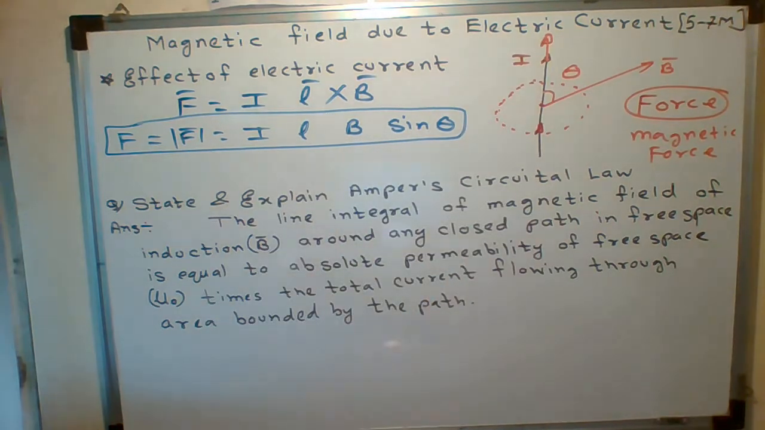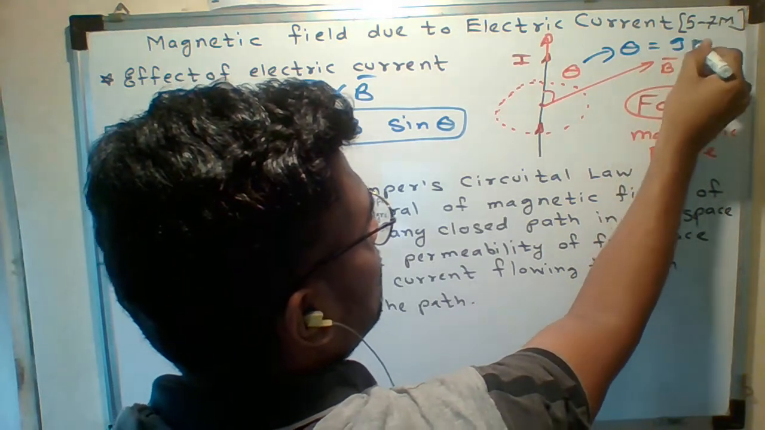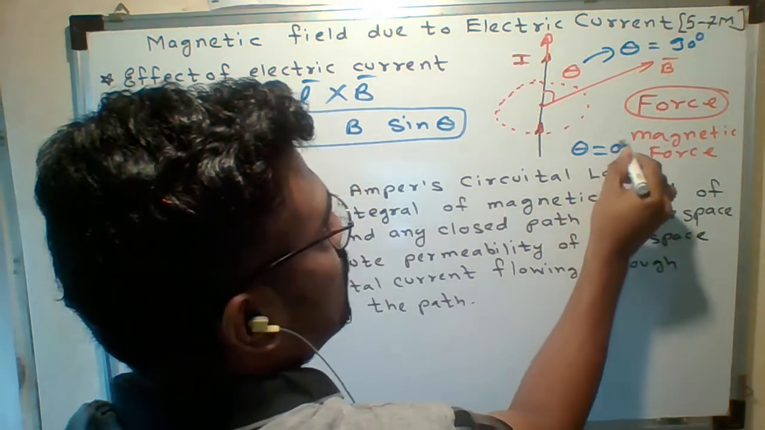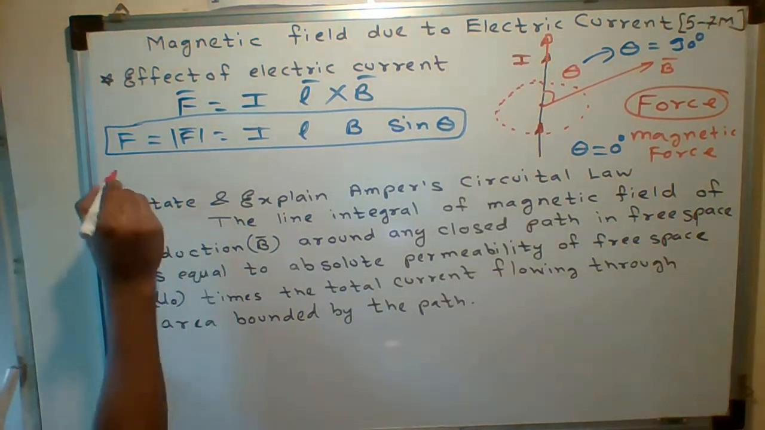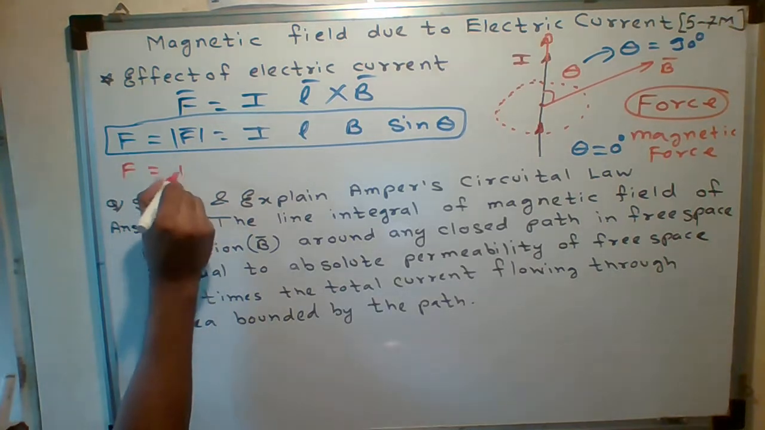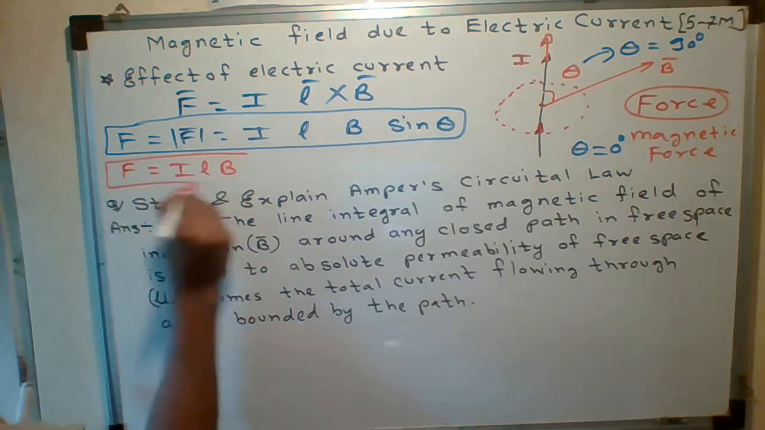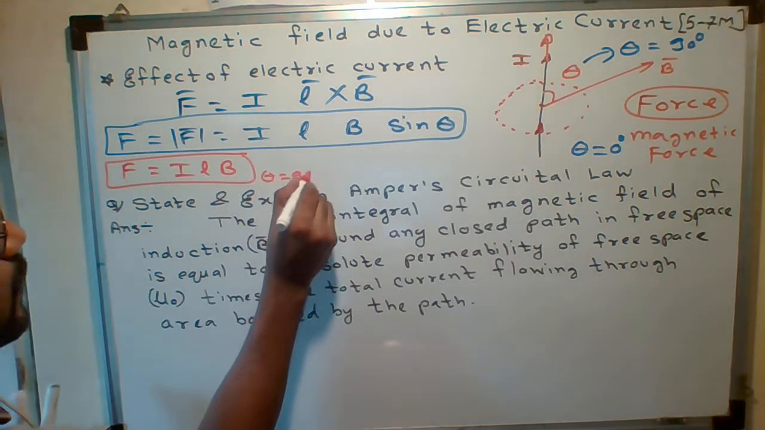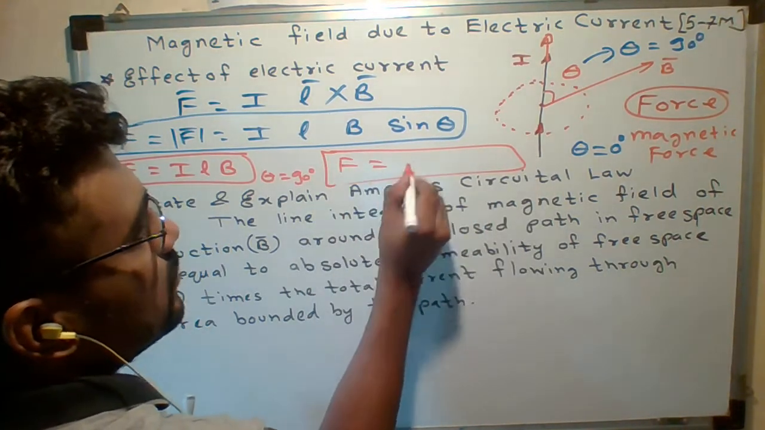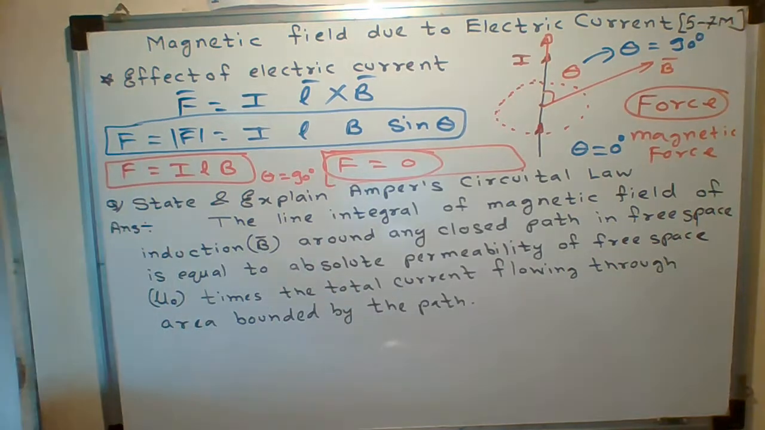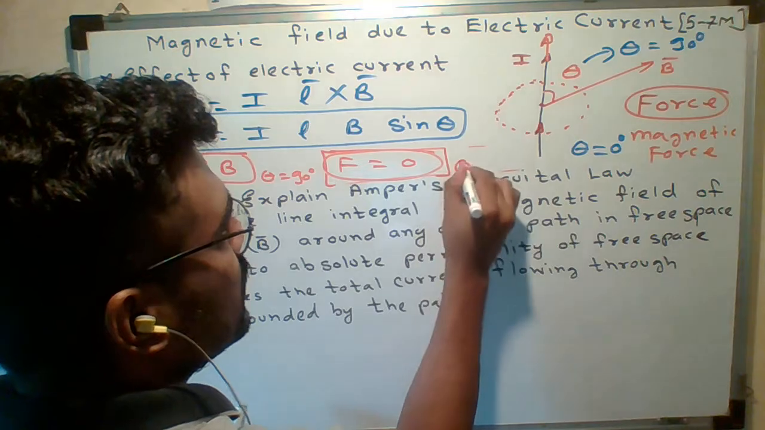Now the next question: theta has two possibilities, theta can be 90 degrees or theta can be 0 degrees. According to that, magnetic force will be there. If theta is 90 degrees, sine 90 is 1, so the formula is I love Bharat. And when theta is 0 degrees, sine 0 is 0, so the force at that point is 0. These are the two conditions for magnetic force.